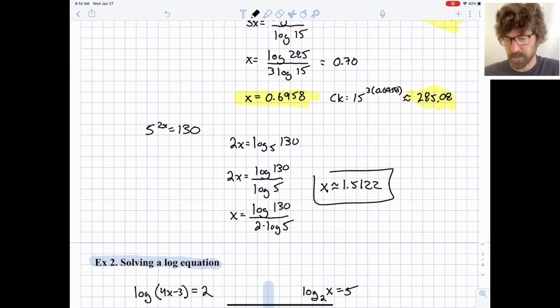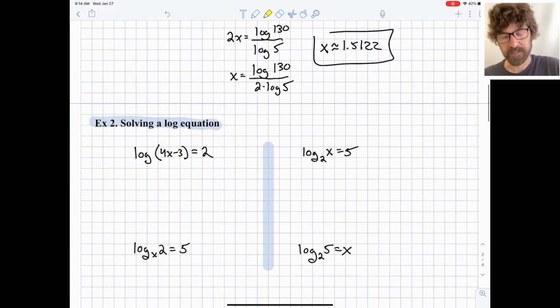Let's think about if that makes sense. Let's double it because our exponent is doubled, so our answer doubled is roughly 3. What's 5 to the 3? 125. Yeah, that's in the ballpark of 130, so our answer does make sense. So those were some examples of solving exponential equations.